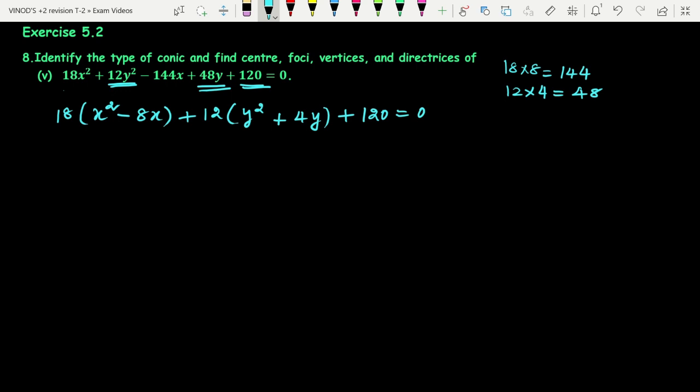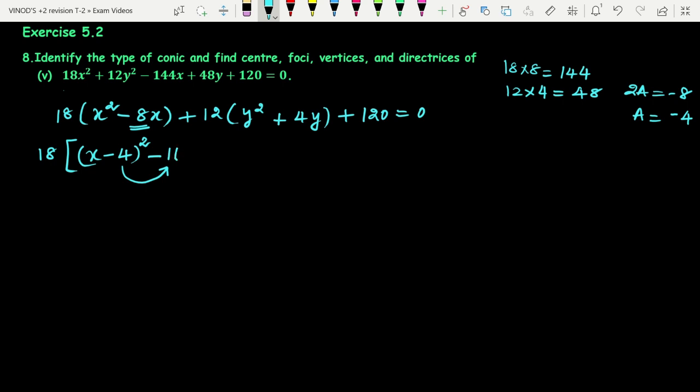To do the completion of squares, the x² coefficient must be plus 1 and the y² coefficient must be plus 1. That's why we take 18 and 12 common out. Now your x coefficient is −8. Assume that 2a is −8. So dividing by 2, a is equal to −4. So you will write (x − 4) the whole square and put a default minus. Square this −4 and write. So (−4)² is 16.